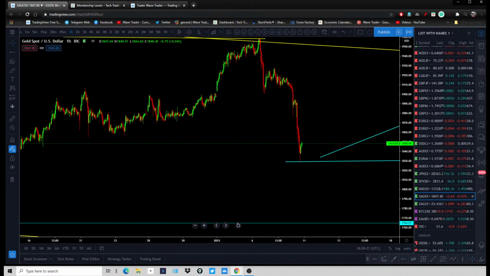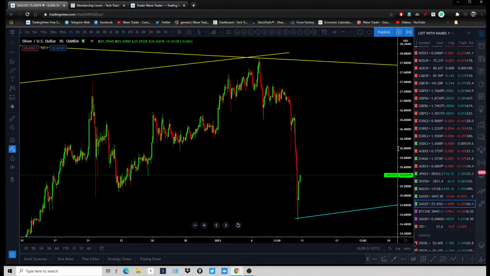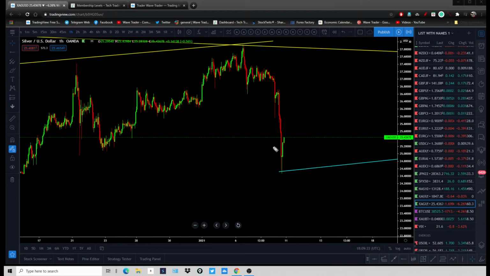Okay, so gold corrected over there, and just drag lower. Yeah, simple chart. Silver, same. Okay, so silver corrected over there, a simple flag formation, and keep dragging lower.